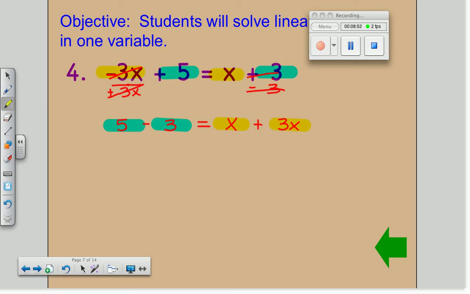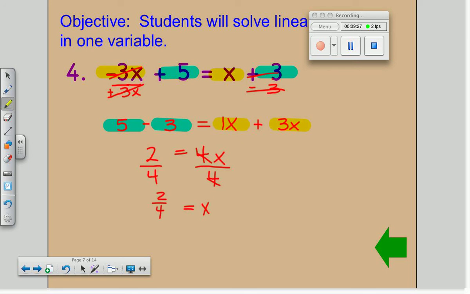Now I can put all of my like terms together. So 5 minus 3 is 2. And x plus 3x. Don't forget you have an invisible 1 here, so 1 plus 3 is 4x. Now I'm going to divide both sides by 4 to get rid of my 4 there. Divide by 4, divide by 4. So 4 divided by 4 is 1x, or just x. And 2 divided by 4 is 2/4.